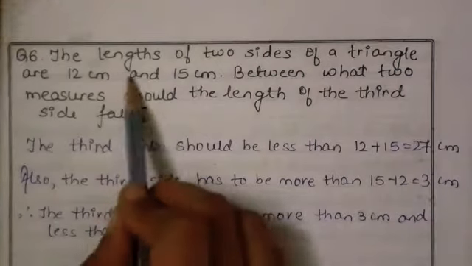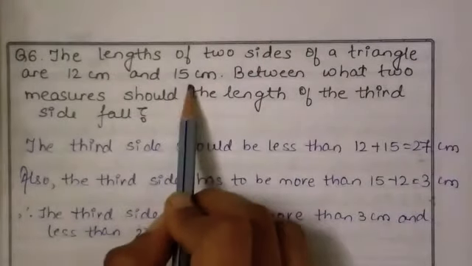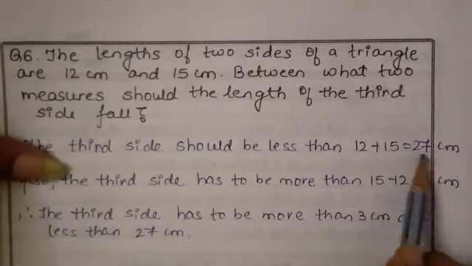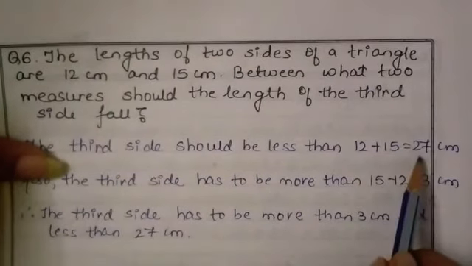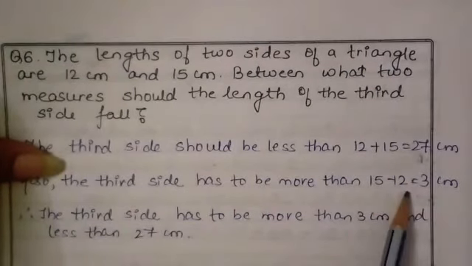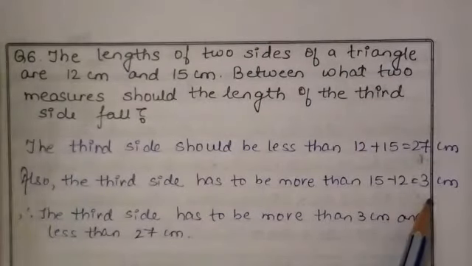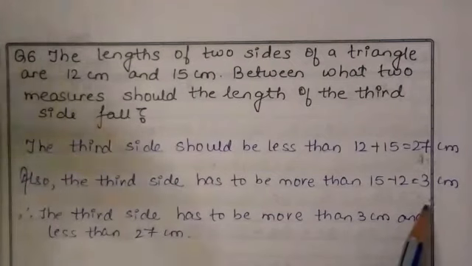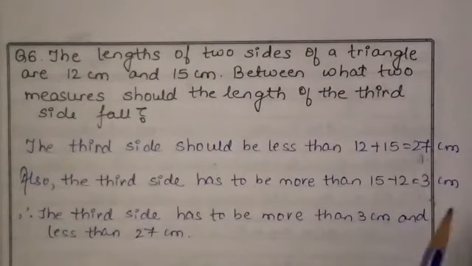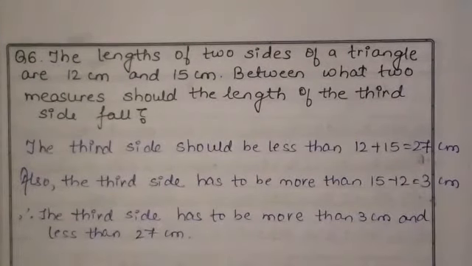See, one time you have to add and one time you have to subtract these two lengths. So on addition we'll get 27, that is the maximum limit. The third side has to be less than this, and while subtracting we'll get 3 centimeter. Means whatever the length of the third side is, it should be greater than 3 and less than 27. So this is the range for the third side of the triangle.